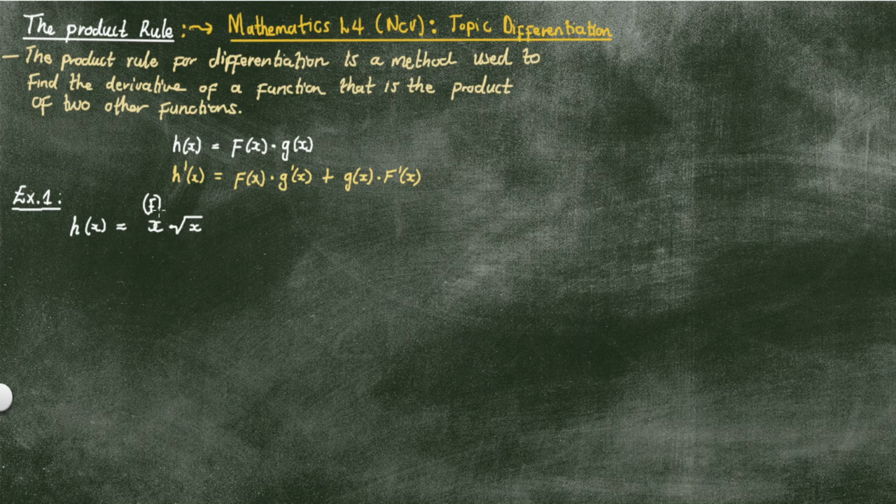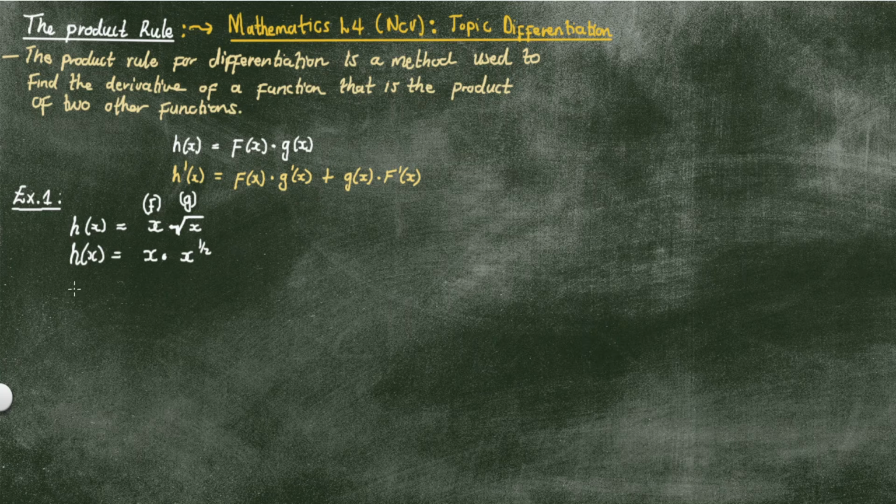Look at x as a function f, and then square root x as a function g. So I have two functions multiplying each other. Okay. But first, I have to change this square root x into a rational exponent. So h of x is going to be x multiplying x raised to exponent half. Okay, now I can differentiate.